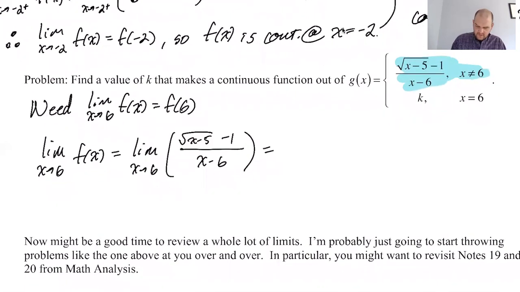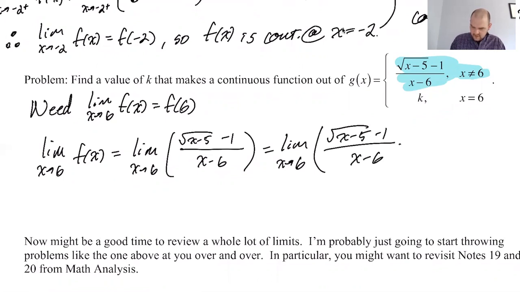First one is an algebraic approach where I'm going to rationalize the numerator. So we have our original thing, square root of x minus 5 minus 1 over x minus 6. I'm going to multiply by the conjugate of the numerator. So that's going to be radical x minus 5 plus 1 over radical x minus 5 plus 1. Oh, I don't like when my parentheses are in different colors, right?